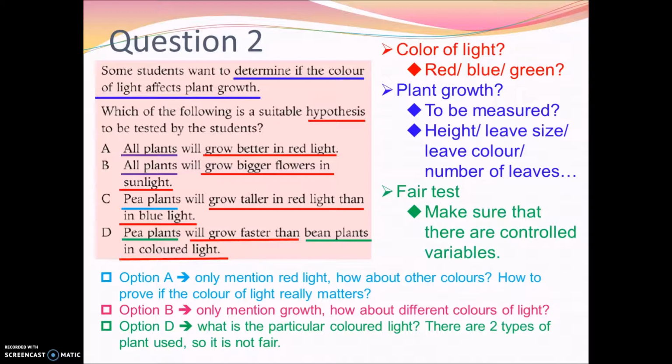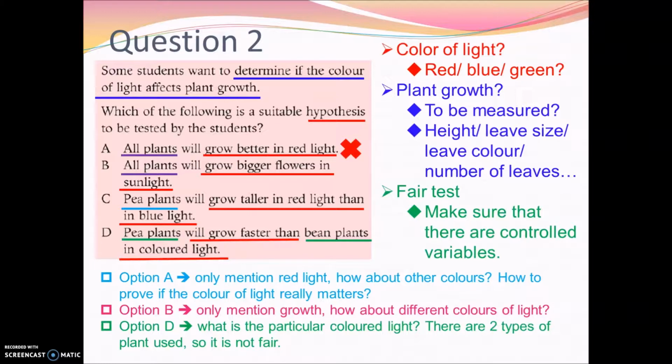So for option A, it says that all plants will grow better in red light, okay, but actually it only mentions red light. So how about other colors? Because we need to determine whether the color of light affects the plant growth. So at least we need to compare the color of light. So how to prove that the color of light really matters, okay. So that's why A is wrong.